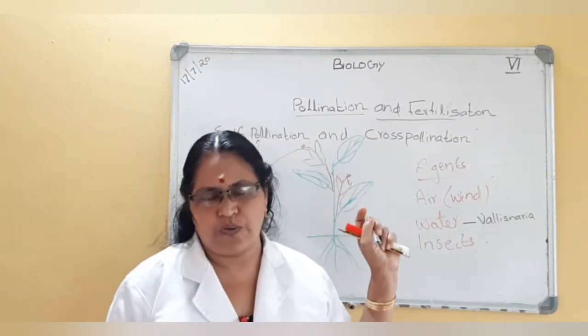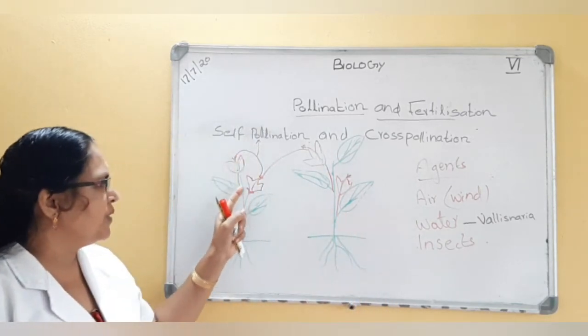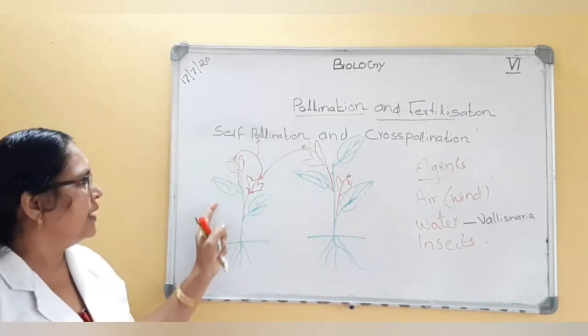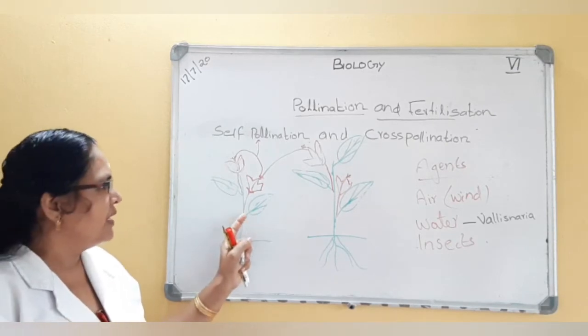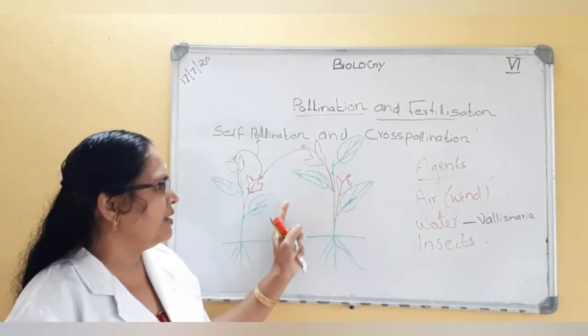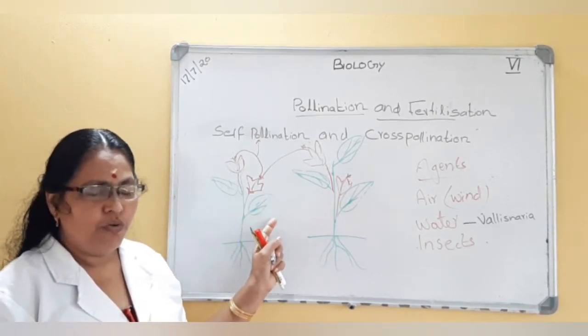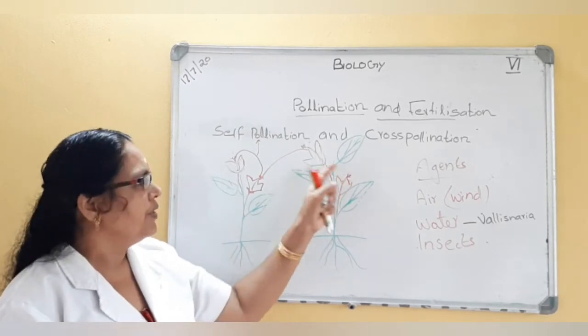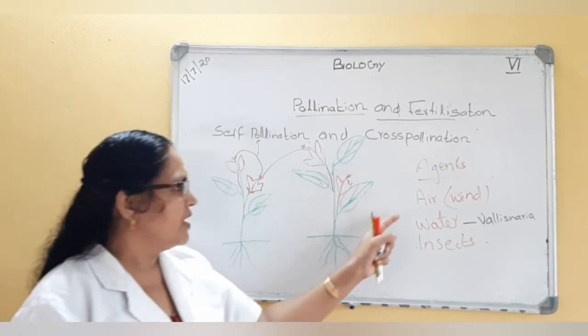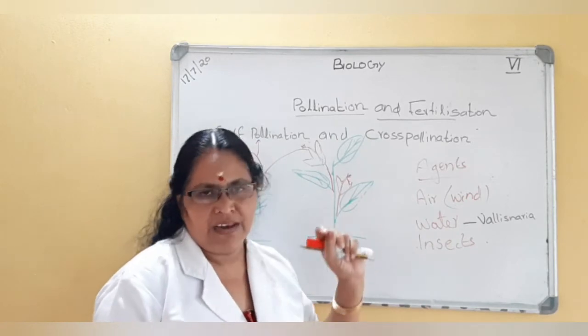self-pollination and cross-pollination. If pollination takes place within the same plant, then it is called self-pollination. Pollination between two different plants, that means two plants of the same type, is cross-pollination. The agents are air, water and insects.